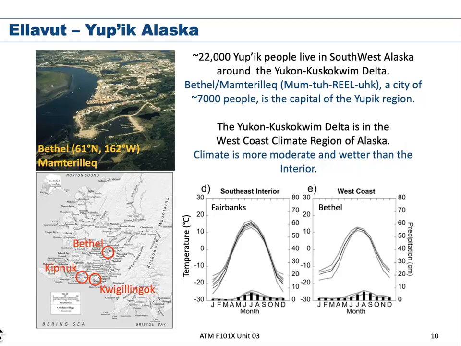The interior has warm summers and cold winters, with high monthly temperature in July of nearly 15 degrees Celsius and low temperatures in January of minus 25 degrees Celsius, for an annual range of 40 degrees Celsius. The West Coast has a summer high of about 12 degrees Celsius and a winter minimum of about minus 20 degrees Celsius for an annual temperature range of 30 degrees Celsius. There is more precipitation in Bethel, with higher precipitation in spring and early summer. Both sites show a maximum in precipitation in late summer and early fall.